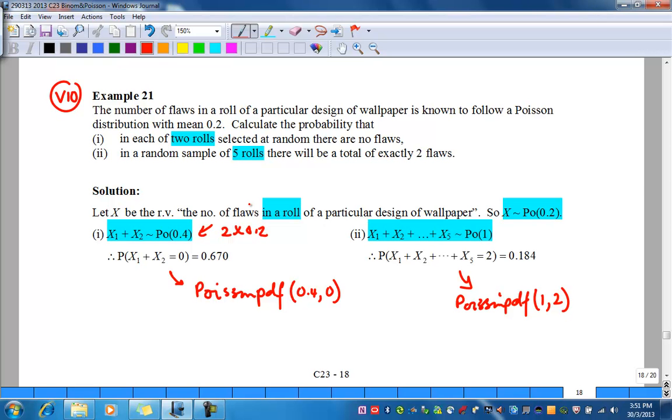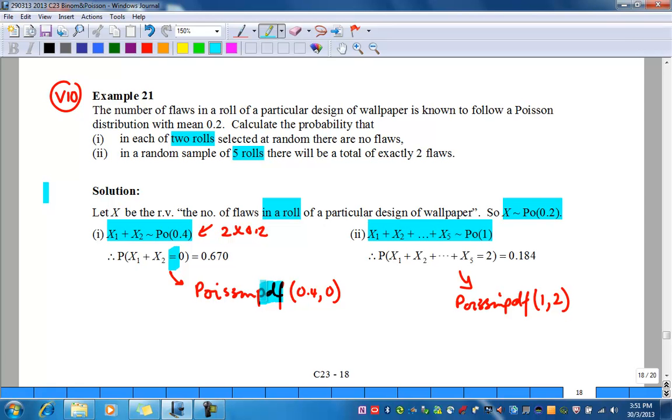Since there are no flaws, it means the probability of X1 plus X2 is equal to 0. And using the GC and using the command Poisson PDF, keying in the lambda as 0.4, x as 0, you end up with 0.670.